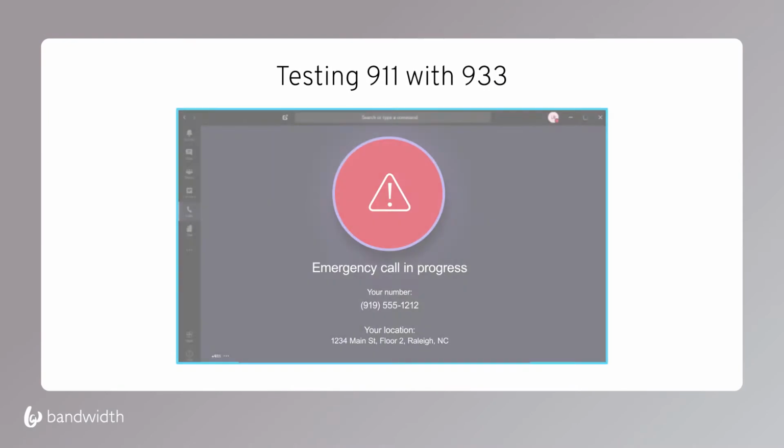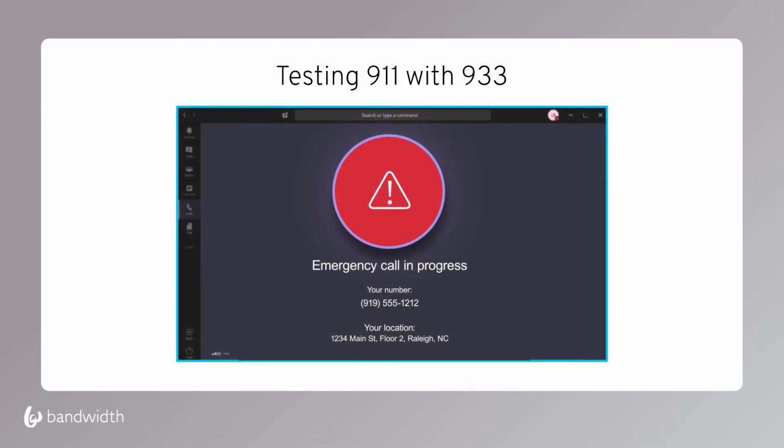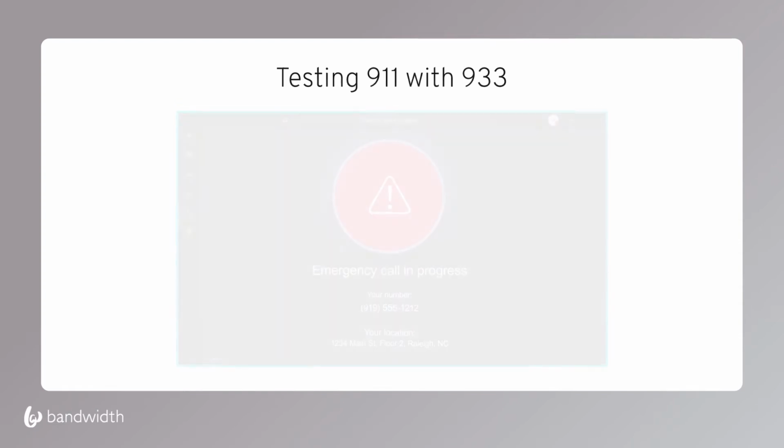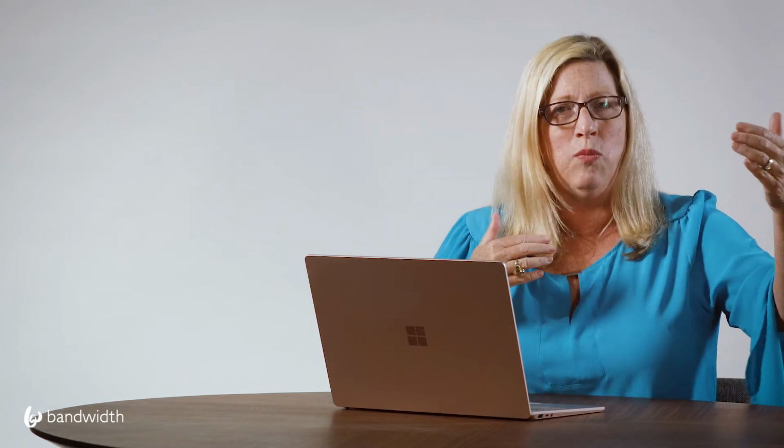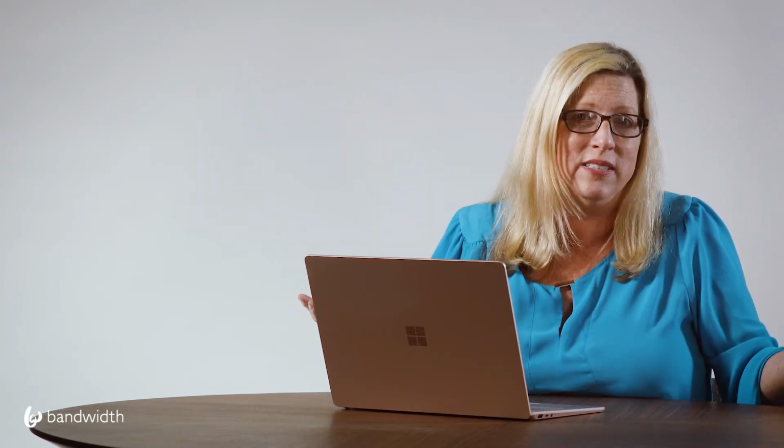Now, obviously, we don't want to call 911 all the time, right? We don't want to bug PSAPs and overload them for every single user. So Bandwidth has a 933 testing service. And what you do in the Teams tenant is simply add 933 as a dial string to your call routing policy. And then when you dial 933, Teams is thinking, oh, that's a 911 call, which is great because now you can test it.